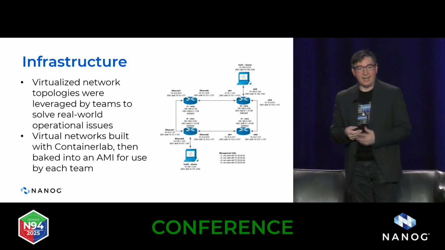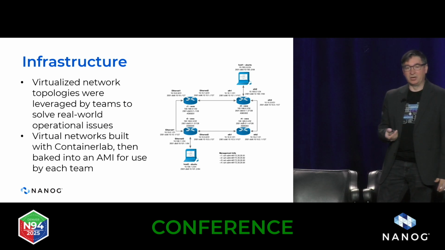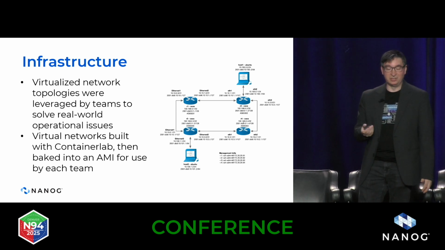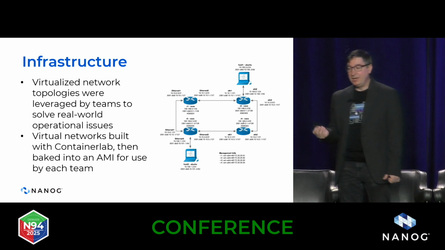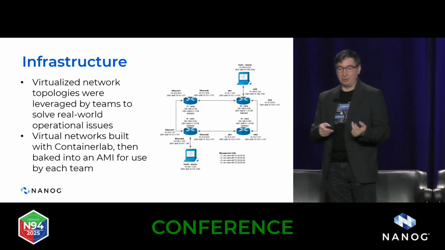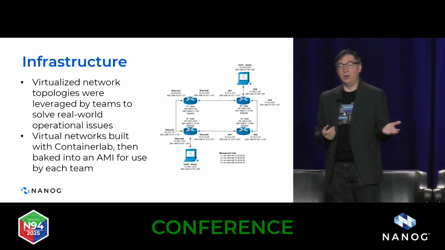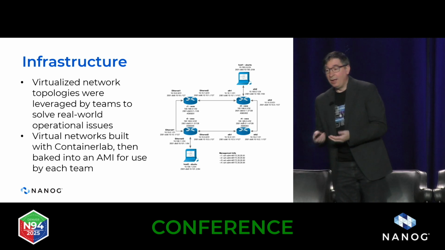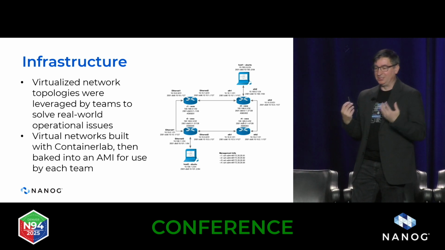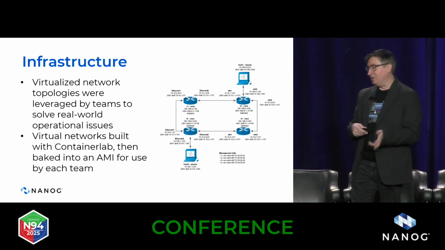So each team got a virtualized network infrastructure. We built a number of topologies that the teams leveraged to solve real-world operational issues, and we built these using Container Lab, which is a powerful tool for network simulations. By using containerized network operating systems, the aforementioned COS as well as Juniper CRPD, this allowed us to avoid nested virtualization, which means that we can deploy these in AWS and create an Amazon machine image that can be used to instantiate a lab for every participating team.